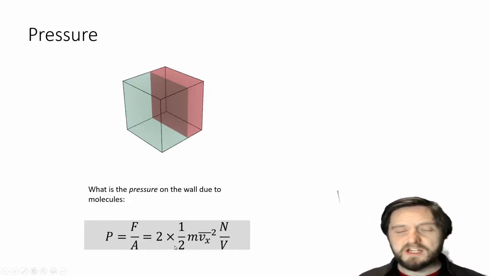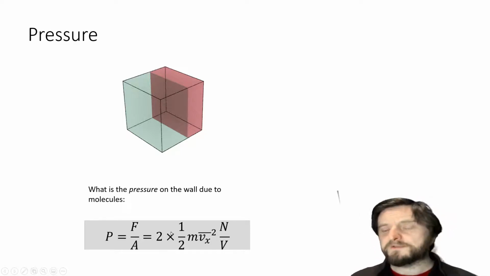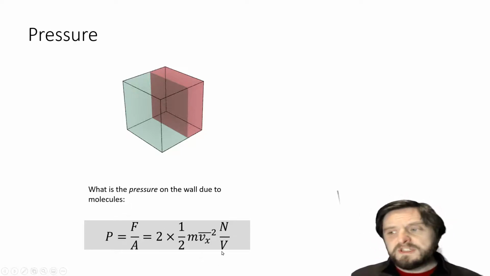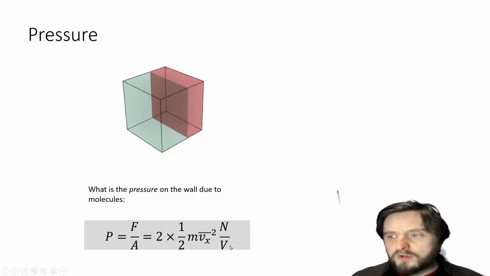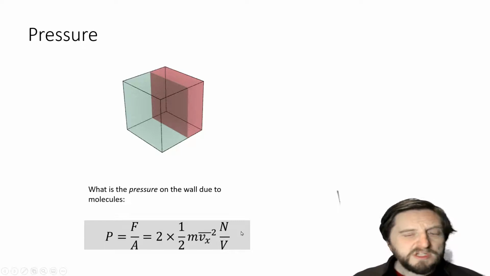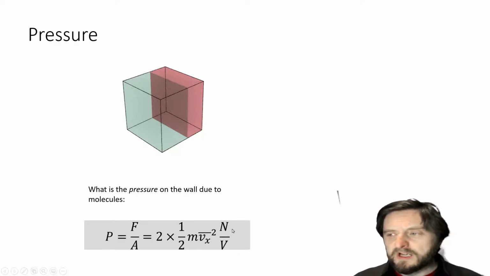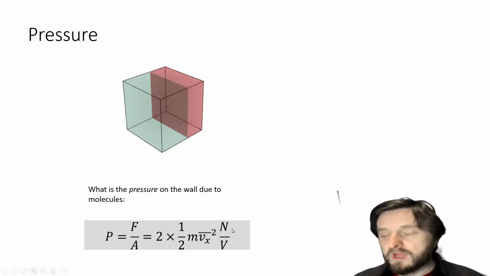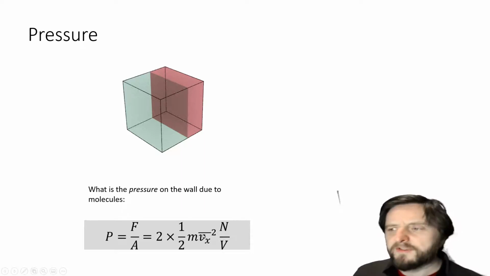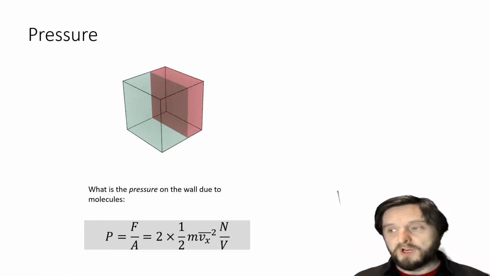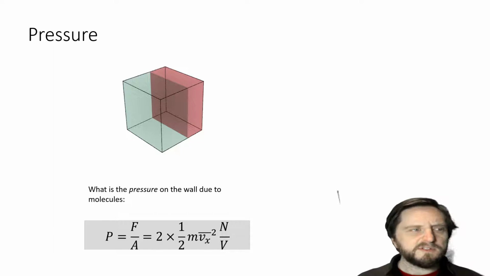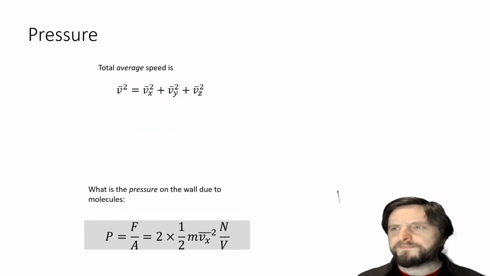Now I'm not cancelling out the 2 and the half just yet. So this is the pressure exerted on the wall, and at the moment it has mostly things we can measure. It has the number of molecules in the whole box, and it has the volume of the box. But the average velocity of the particles in the x direction might be a bit difficult to measure. So let's take a look at that.